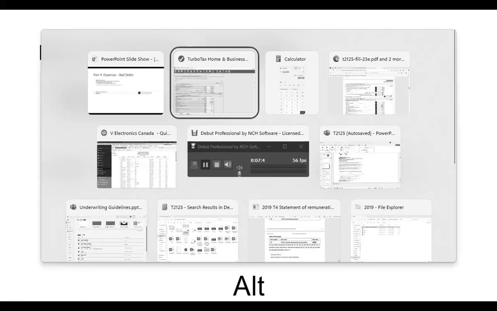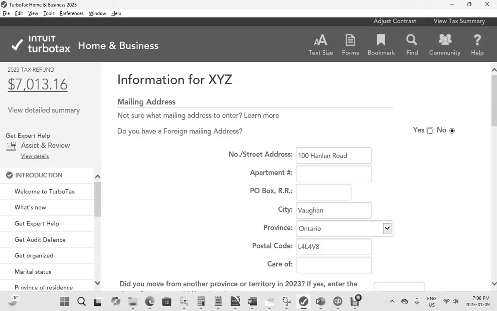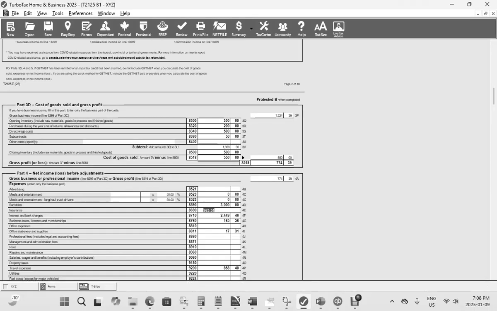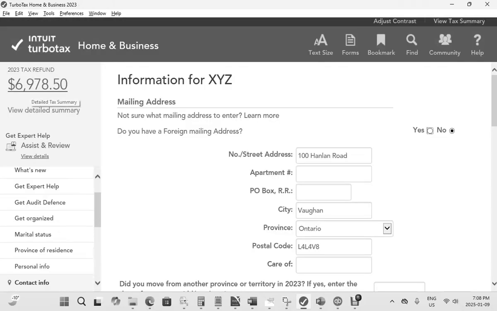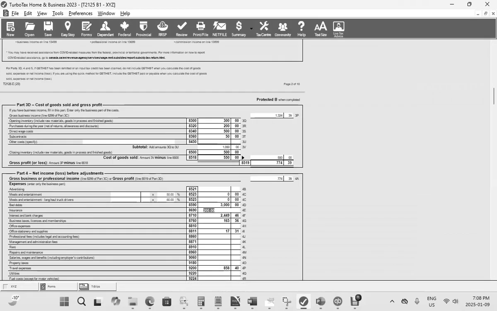Now we change this figure to $3,000. Let's say right now it's sitting at zero. So this is $3,000. Notice your tax refund. This is up to a maximum of $7,013.16. You change it to $200, tax refund, $6,978.50.